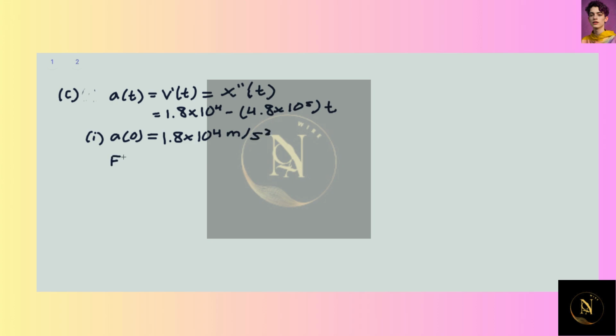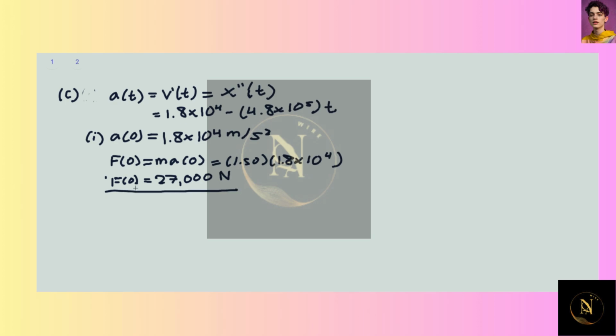So we now apply Newton's second law. The force at time t equals 0 is equal to mass times acceleration at time t equals 0. And that is 1.50 kilograms, the mass that we're told of the test chicken, times 1.8 times 10 to the 4th. And just for illumination, let's not express our final answer in scientific notation, so that we can appreciate the magnitude. We get 27,000 newtons as how strong the force is when the chicken is at the beginning of the barrel.